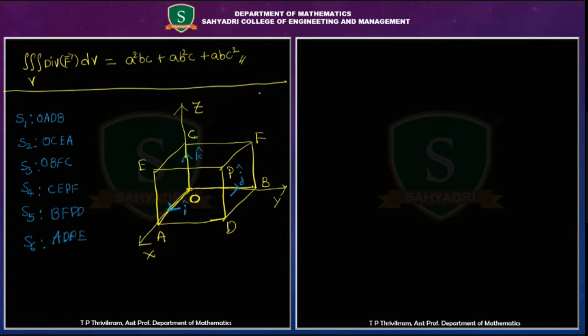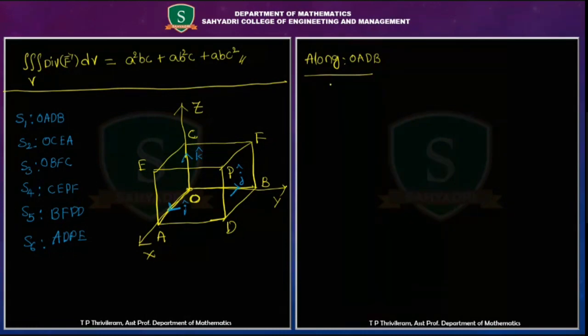And here they have given n cap, right? Here this n cap is nothing but the outward normal to the surface. That means perpendicular to the surface. The vector perpendicular to the surface is called outward normal. So let us see what all those outward normals are for these surfaces. I will start integration side by side, first side OADB.